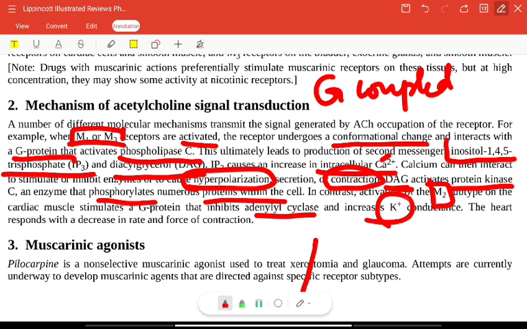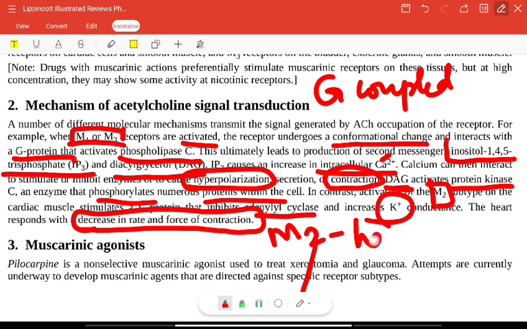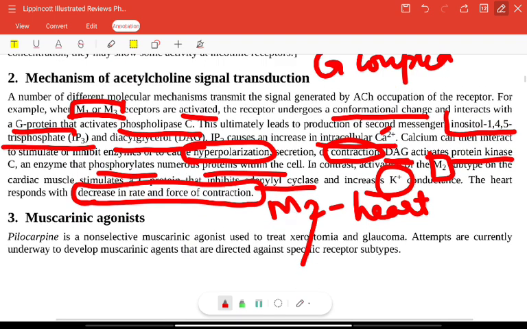There was calcium and here it is potassium due to the cardiac. The heart responds with a decrease in the rate and force of contraction. This occurs in M2 heart muscles. Now once you have understood the mechanism: in M1 and M3, hyperpolarization or contraction occurs. In M2, rate and force of contraction is decreased.